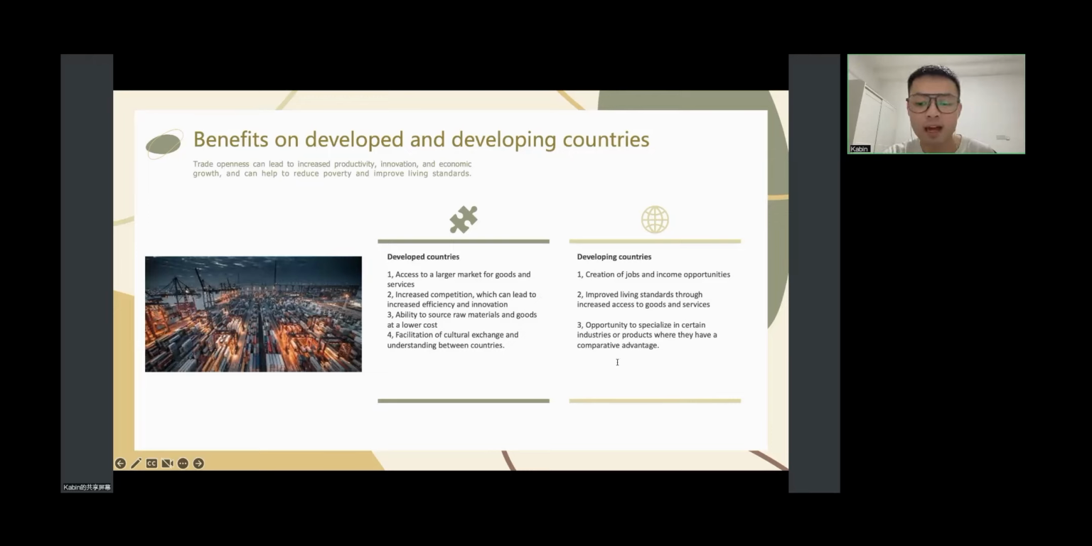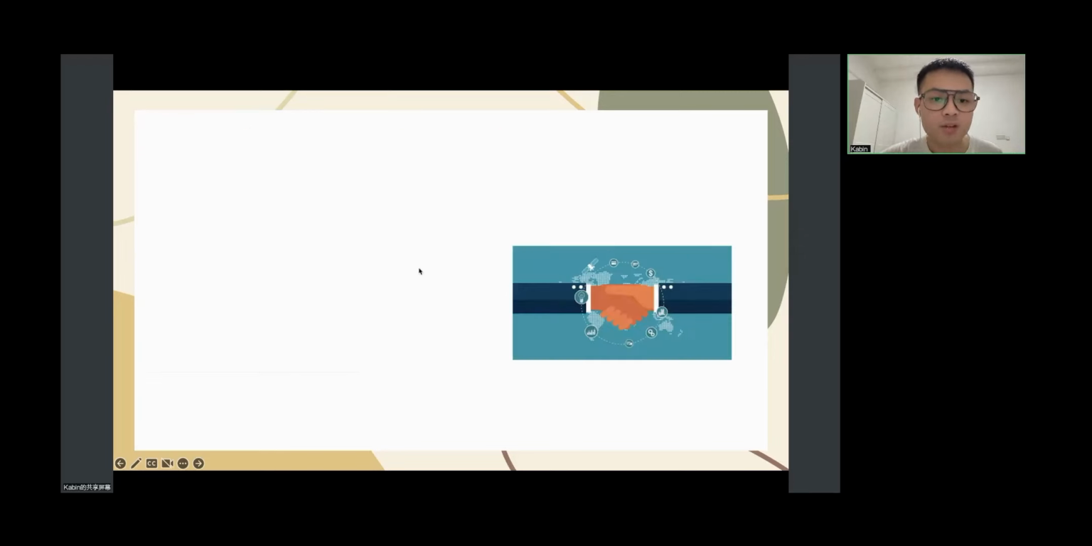Developing countries may have comparative advantages in certain industries or products, such as agriculture or textiles. Through global trade, they can take advantage of these comparative advantages by specializing in these industries and exporting their products to other countries. So on this page, there are some similar benefits.